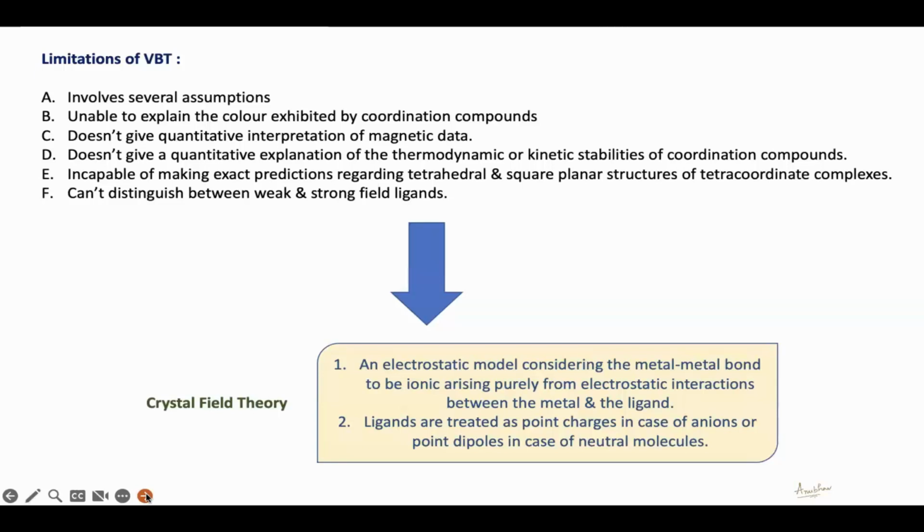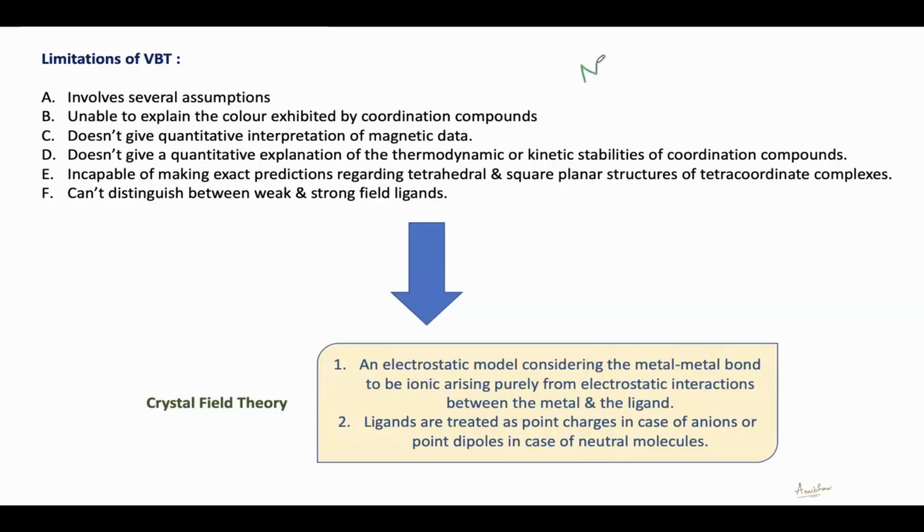It is also not able to make any exact prediction regarding tetrahedral or square planar structures. So you don't know which ligands will produce the tetrahedral geometry and which will produce the square planar geometry. Here also crystal field theory comes into the picture, which tells that these ligands will produce a tetrahedral compound, while strong field ligands produce square planar compounds. And lastly, it cannot distinguish between weak and strong field ligands, which is the major drawback of the valence bond theory.